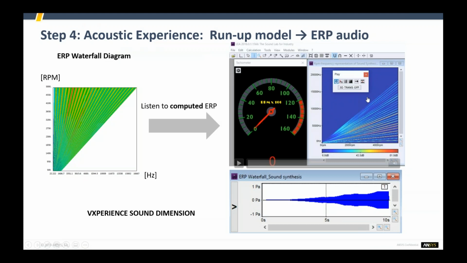In this diagram, the waterfall has been rotated so that the x-axis is the RPM and the y-axis is the frequency. As the RPM goes higher, the frequency goes higher, so the pitch of the noise is higher. And on the lower part is the waterfall sound synthesis of this waterfall diagram.